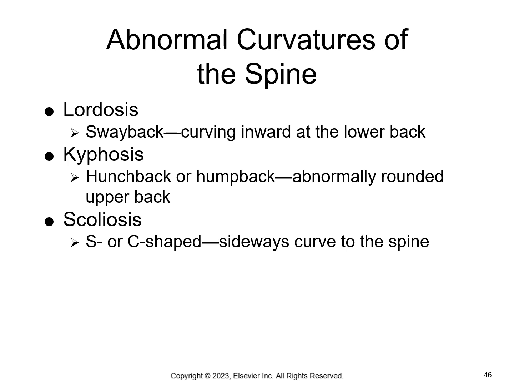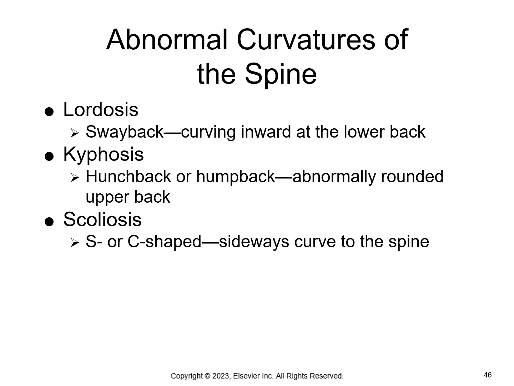Abnormal curvatures of the spine. Curves formed by the vertebrae help the spine absorb stress and help with the action of gravity. Curves can become misaligned or exaggerated, resulting in three main types of curvature disorder: lordosis, kyphosis, and scoliosis. The three types of abnormal curvature share some common causes, such as osteoporosis or arthritis. Other causes are specific to the disorder.